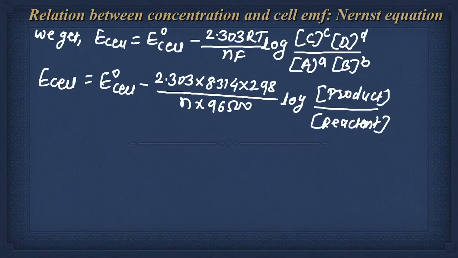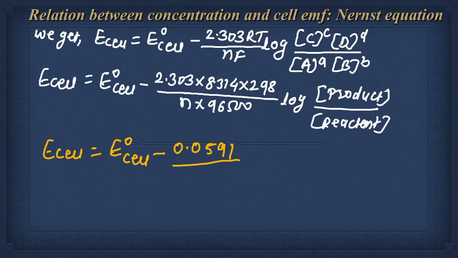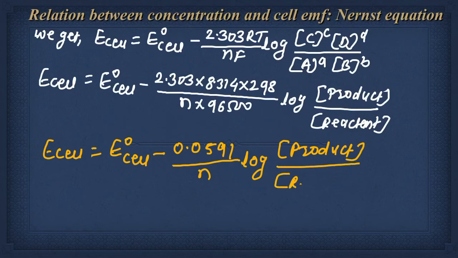When we solve this equation, we get the final equation: E cell is equal to E standard cell minus, after multiplying this factor, 0.0591 divided by n log of the product concentration divided by the reactant concentration.